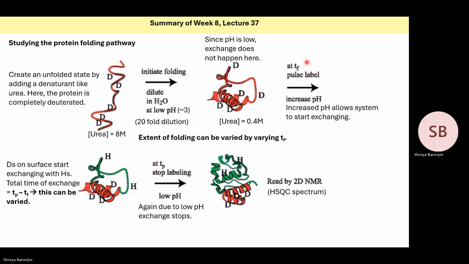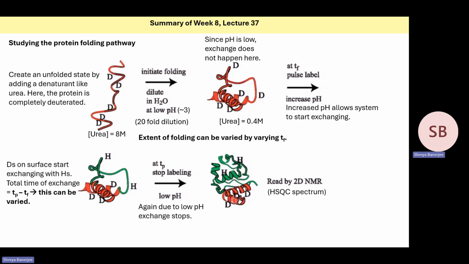Suppose at TF, you are increasing the pH. So at TF, the exchange process starts. Now, suppose we stop the exchange process at time TP by again lowering the pH. So we again bring the pH down to 3 and stop the exchange process. So only some of the deuteriums have been replaced by hydrogens.